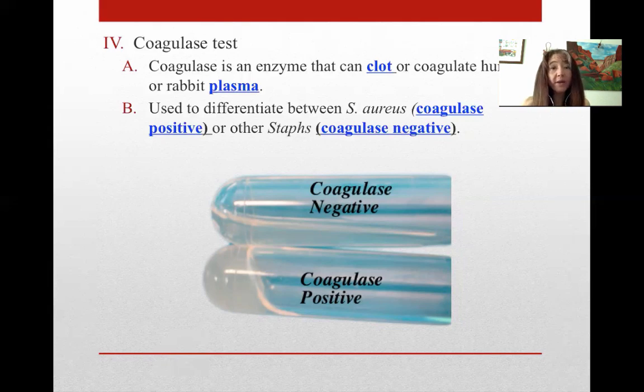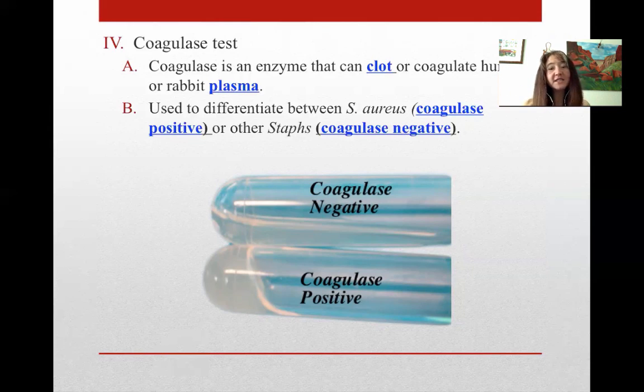So at which point, you potentially might want to go ahead and do an MSA plate to see if it ferments mannitol. But the really cliche test that you're going to want to make sure you do is a coagulase test. 97% of all staphs are coagulase positive. So going ahead and putting your unknown bacterium into rabbit plasma, you'll see whether or not it can turn fibrinogen into fibrin and lead to that clot.